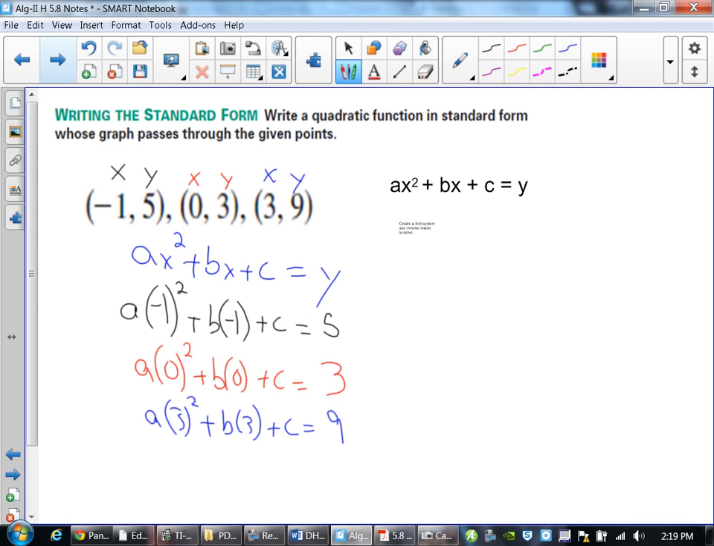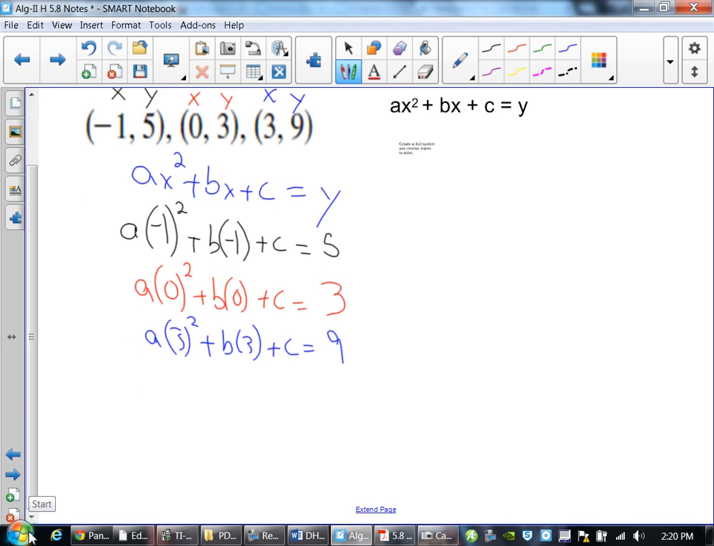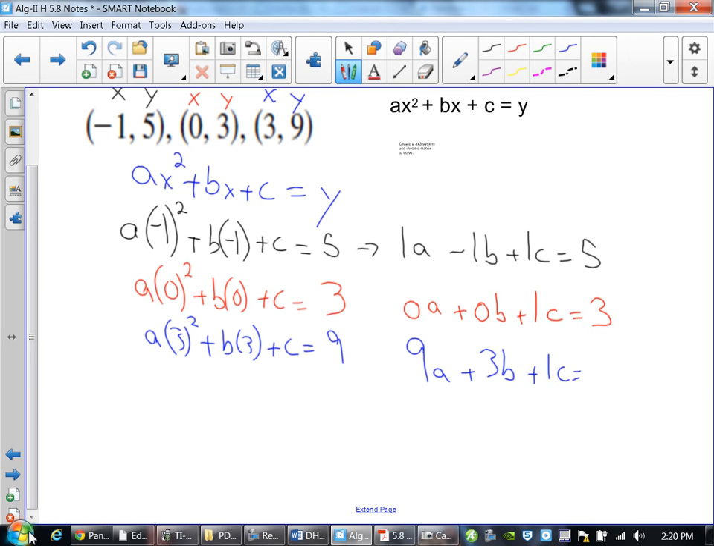Now, I'm going to simplify it out and leave everything in terms of the a's, b's, and c's. -1 squared is 1. So this becomes 1a minus 1b plus, can I put a 1 in front of that c? Yeah, because it doesn't change anything. 1c is 5. The second one, 0a plus 0b plus 1c is 3. So what's c have to be? 3. 9a plus 3b plus 1c is 9.